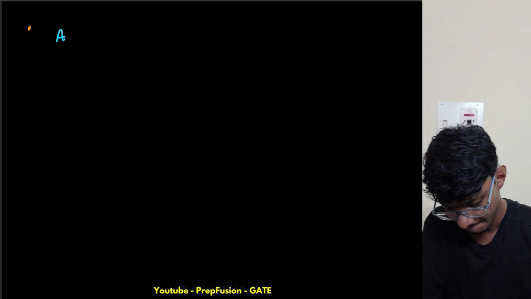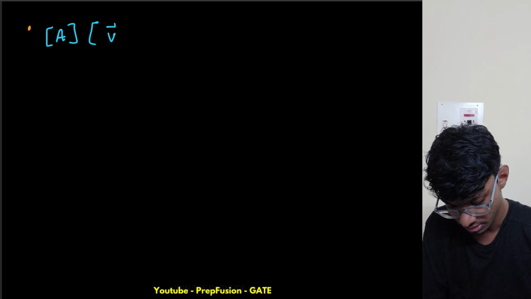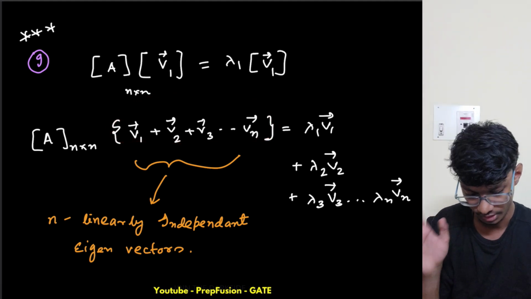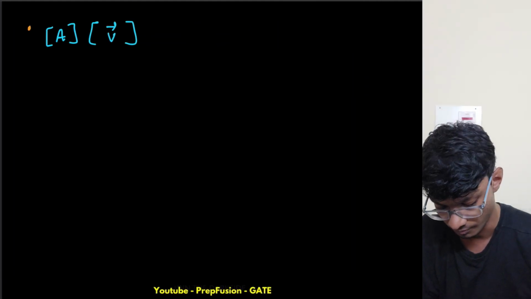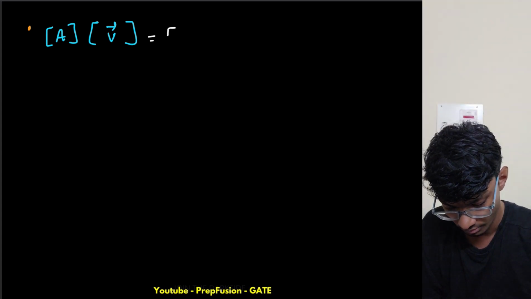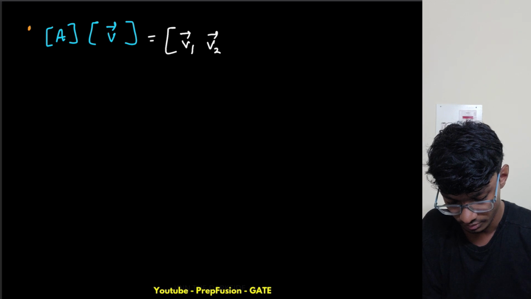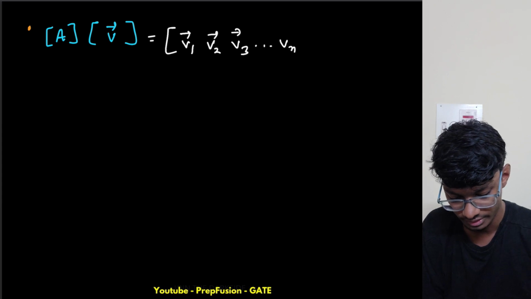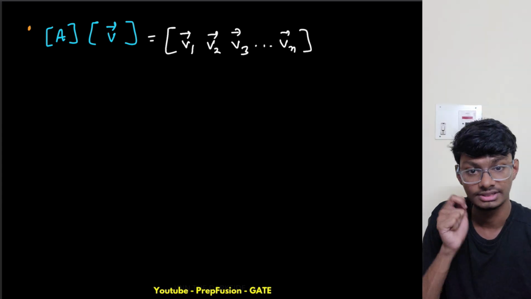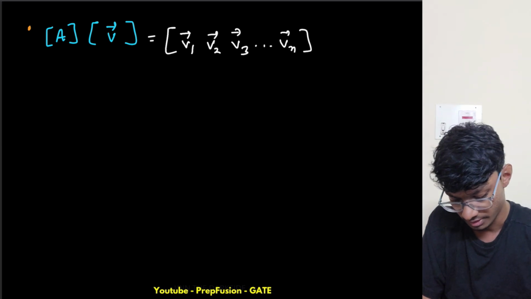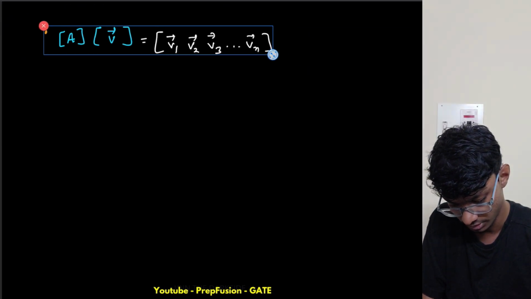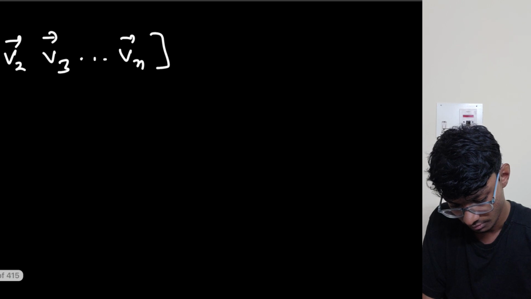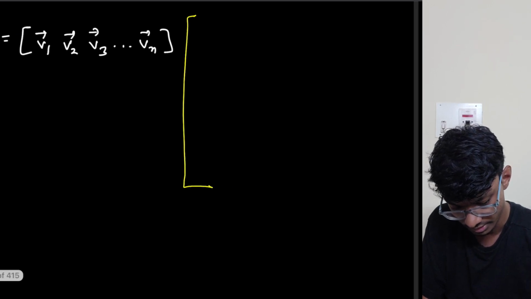This is the matrix A times this V matrix. Now what is this V matrix? This V is the combination of the column matrices. I will write the whole equation and explain it to you. So this is equal to v1, v2, v3, and this keeps going until vn. Okay, and what it is getting multiplied with, this part is very important, so let me reduce the size.